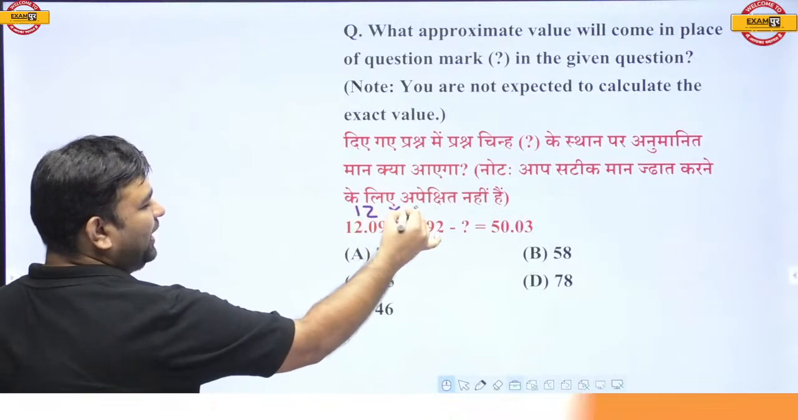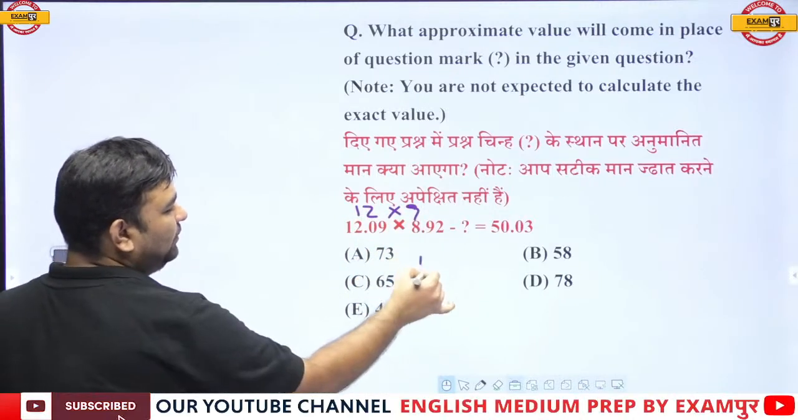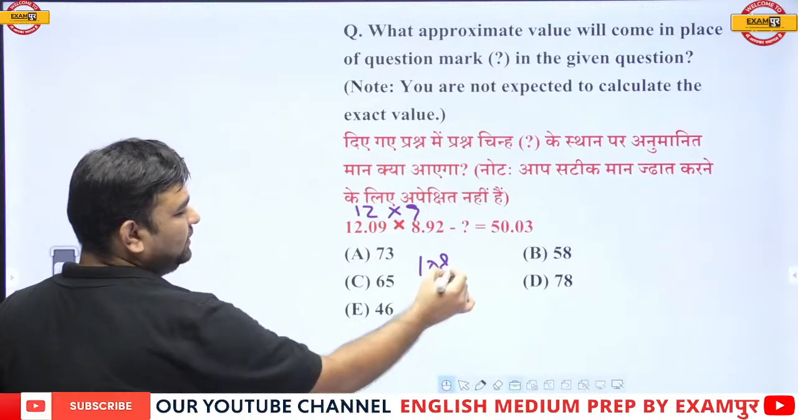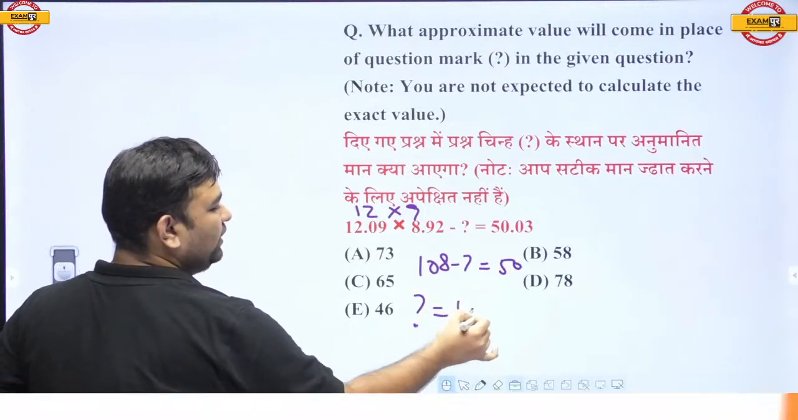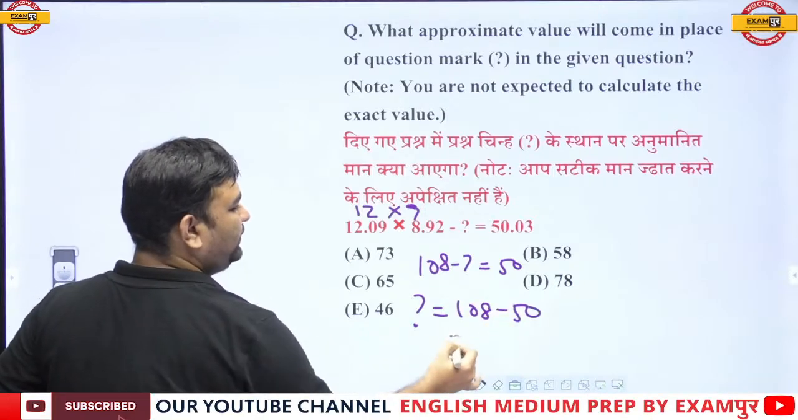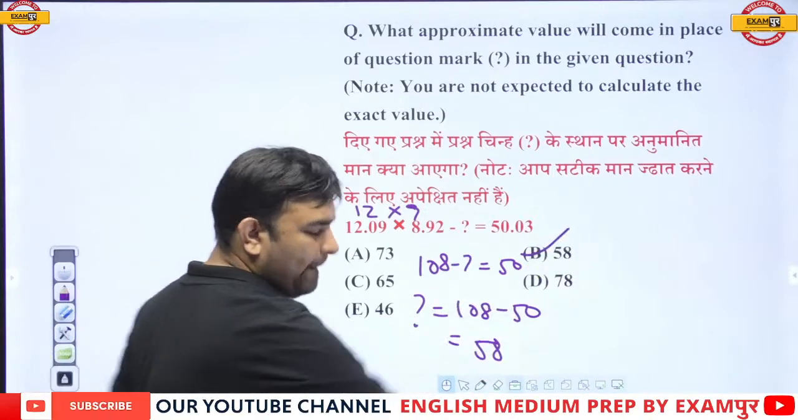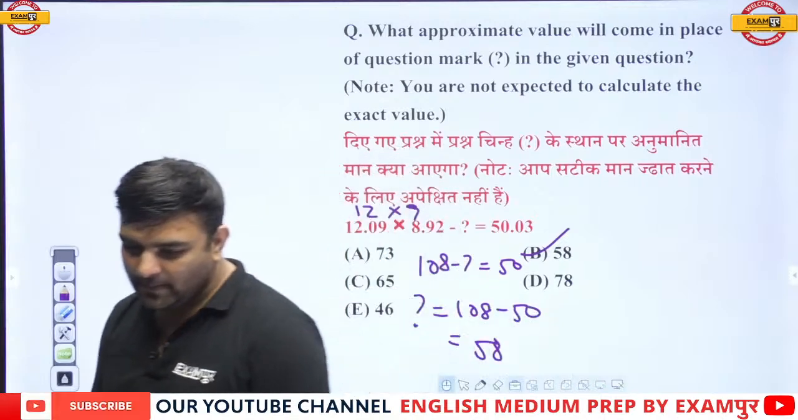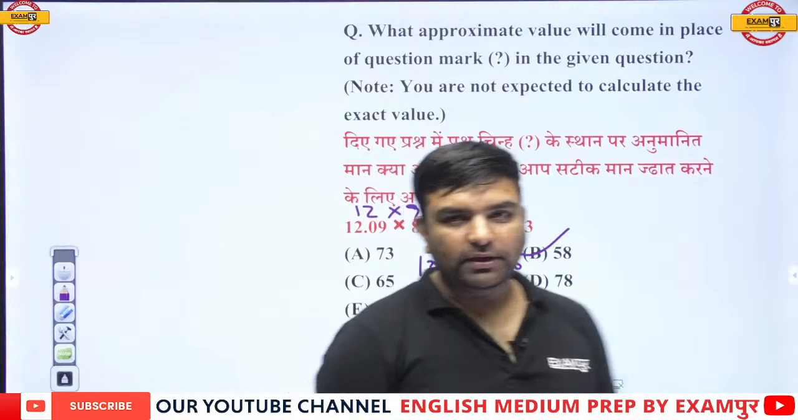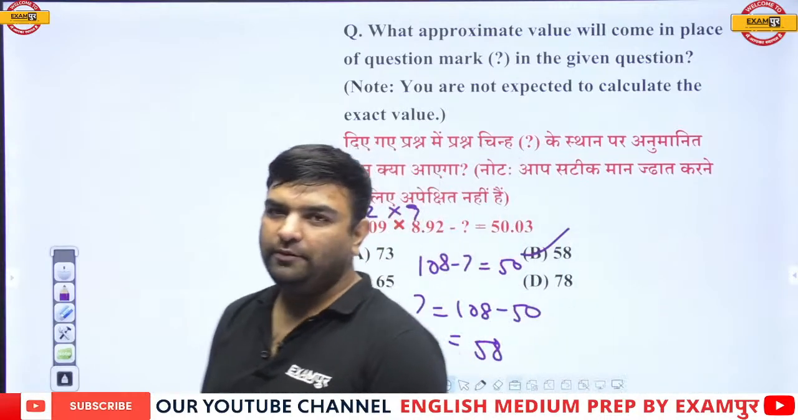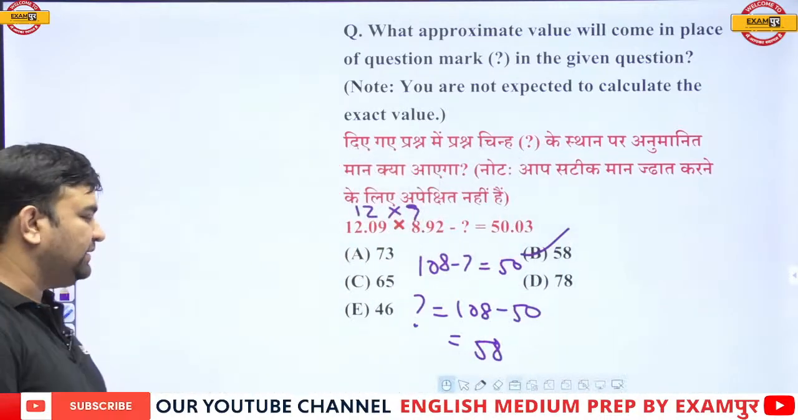12 into 9 is 108. 108 minus something is equal to 50. So something is 108 minus 50, which is 58.